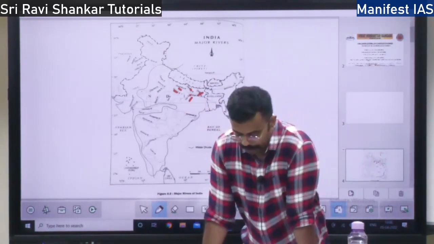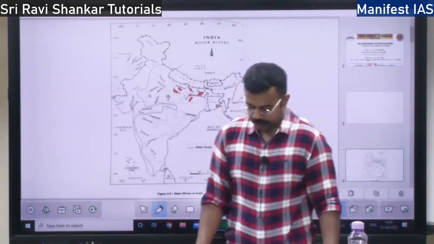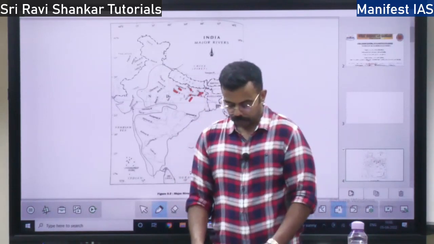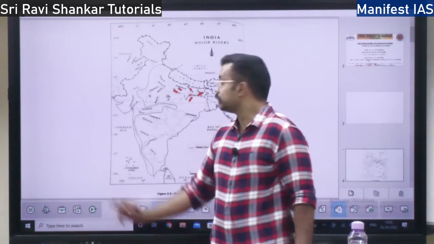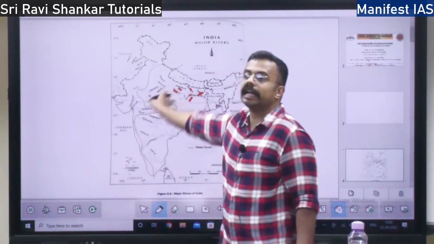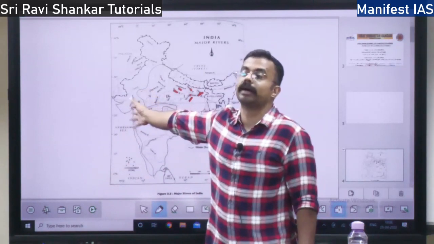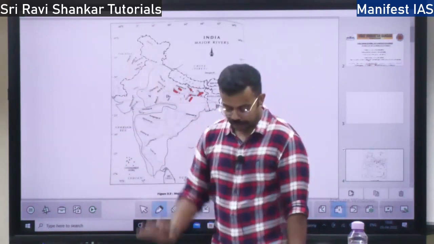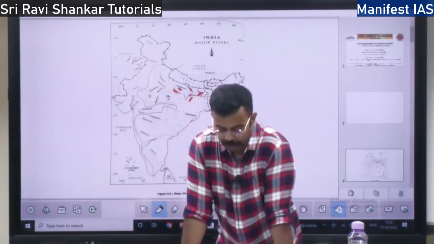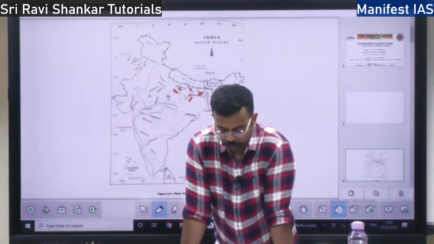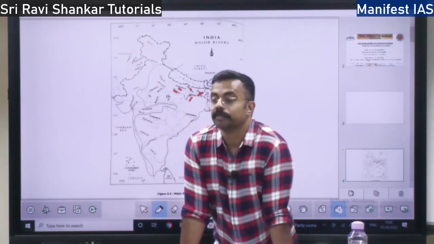So what are the right bank tributaries of the Yamuna? You have the Chambal river, Sindh river, Betwa river and Ken river. All of them originate from the Vindhya Satpura region, Amarkantak plateau, and they flow into the Yamuna river, right? So first is the Chambal river.